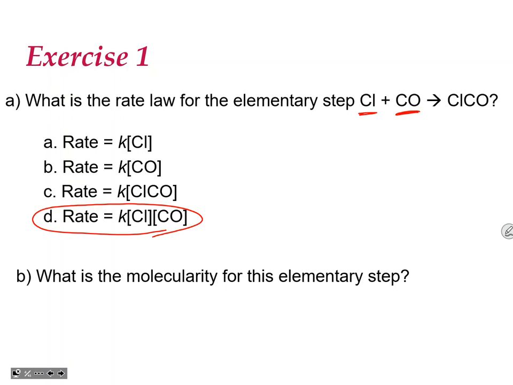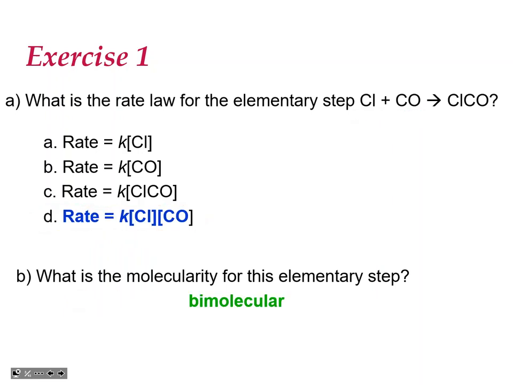Now, what is the molecularity in looking at those reactants? We only have 3 choices. It's either uni, bi, or ter. Bi. It's got to be bi, yes. This is bimolecular. Why is it bimolecular? Because there's 2 reactants. Very good.